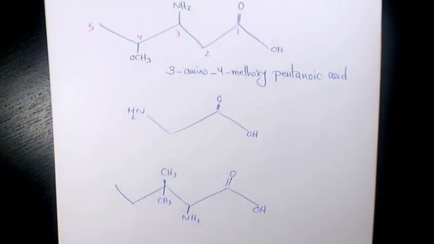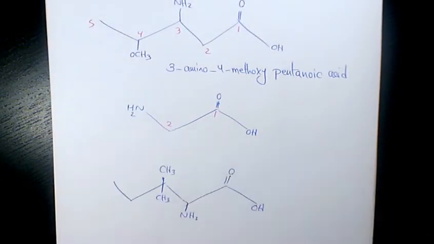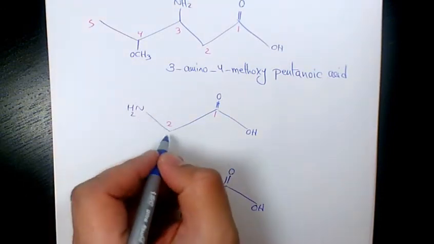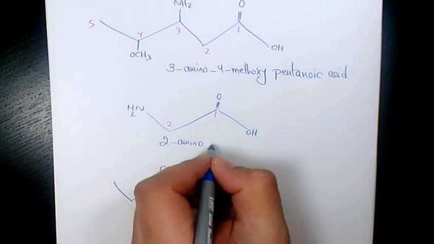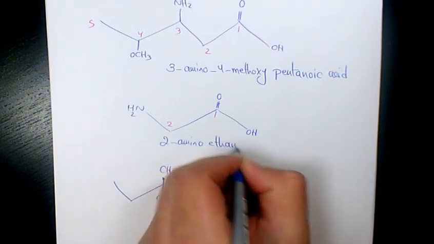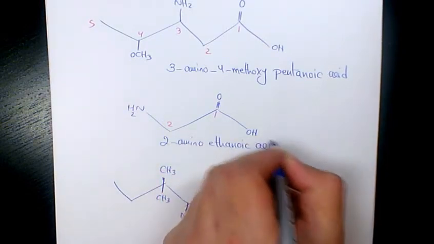Next one, we have 1 and 2. We have 2 amino ethanoic acid.